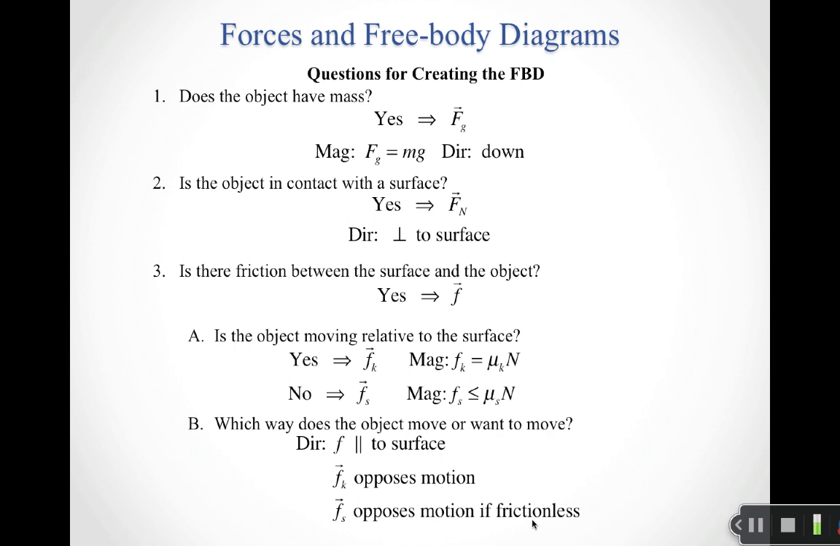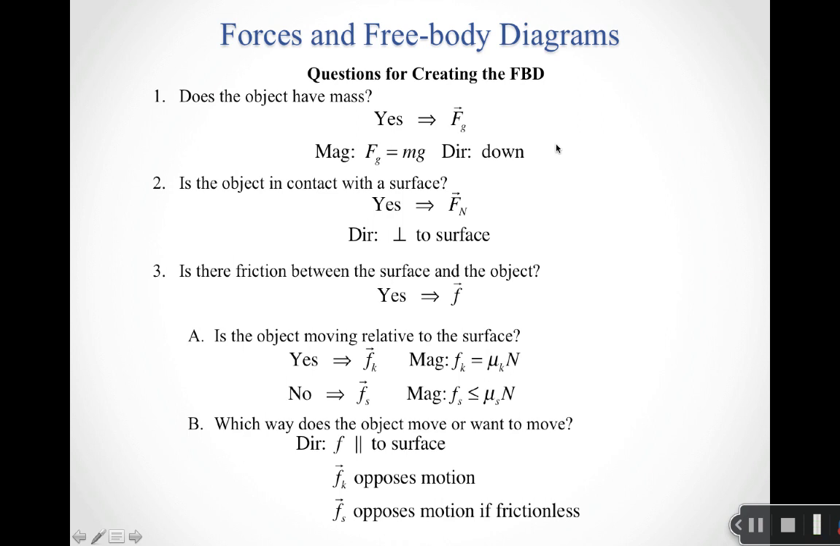So in the example we were looking at before, where I was trying to push the box to the right, if the surface was frictionless, the box would go to the right. So that means I need static friction to oppose that motion that would occur if the surface was frictionless.